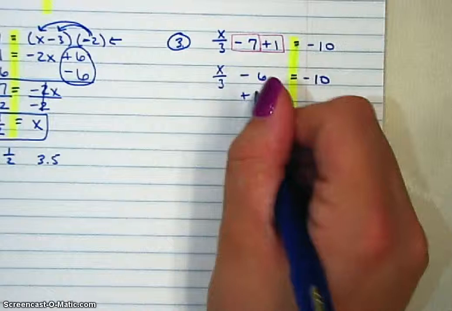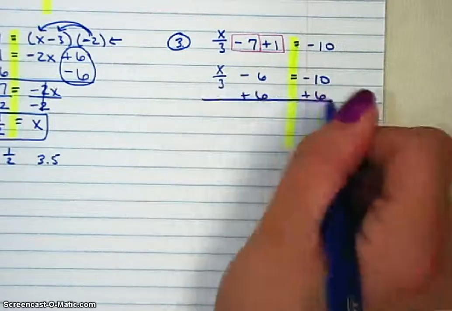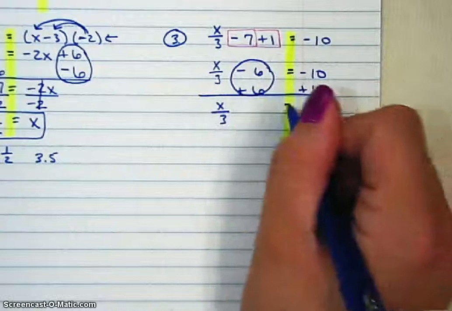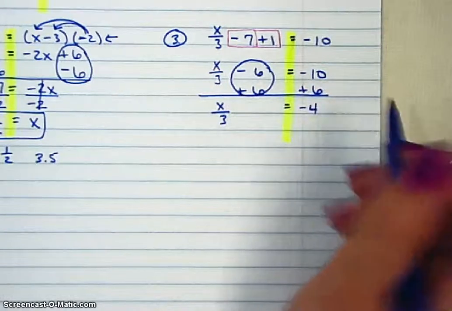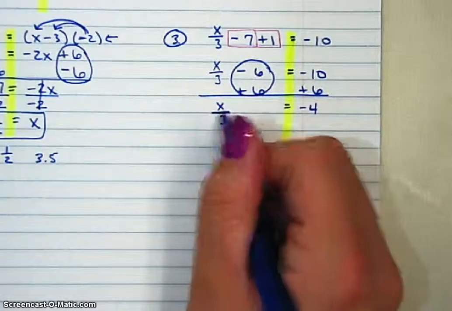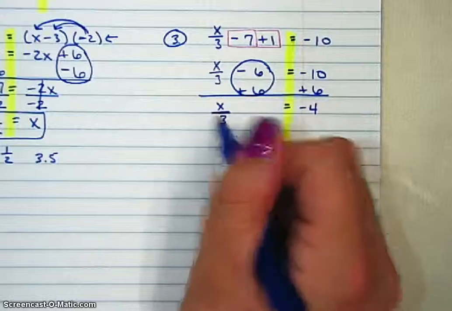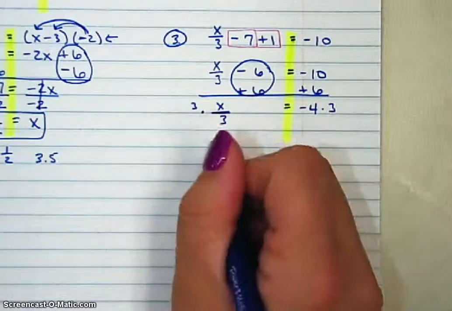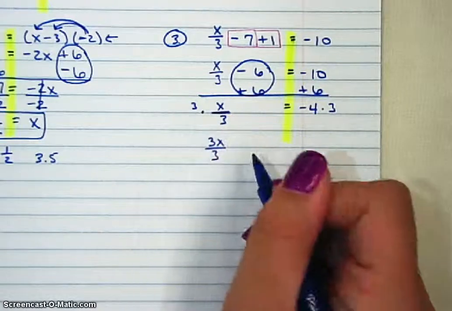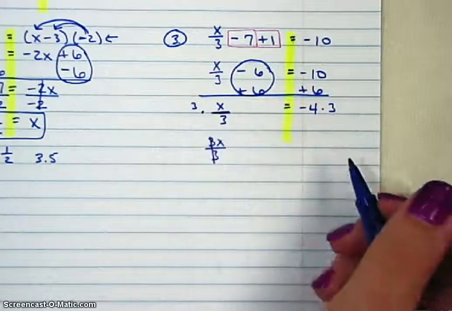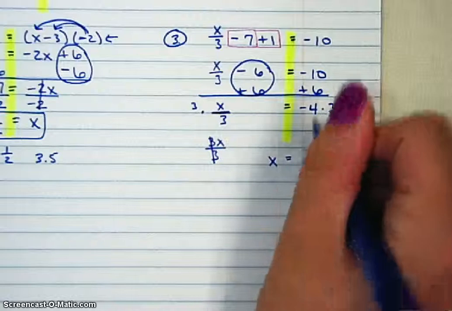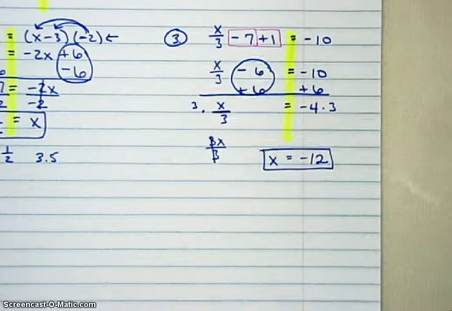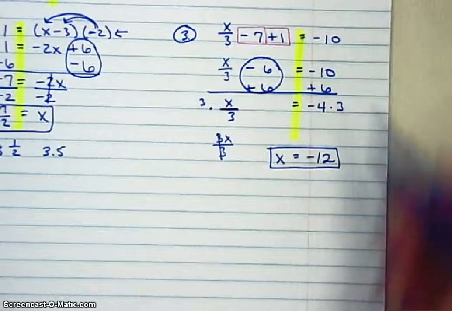Then, once again, I want to add 6 to both sides to undo the subtraction. So x over 3 equals negative 4. Now, this time, this fraction just means division, so I want to undo division, which means we need to multiply. Now notice when I multiply this, 3x over 3 is what I end up with, and that's just 1x. So 1x equals negative 12. Once again, you can check it by plugging it in.